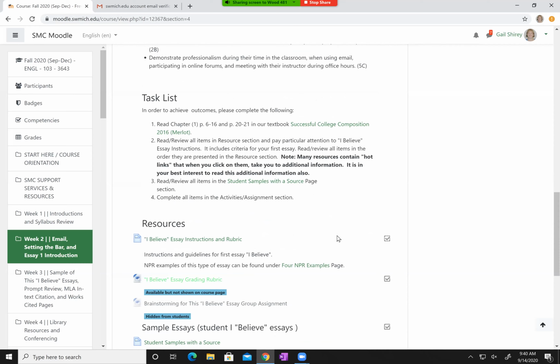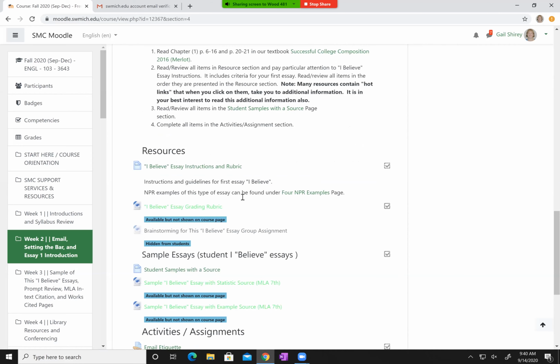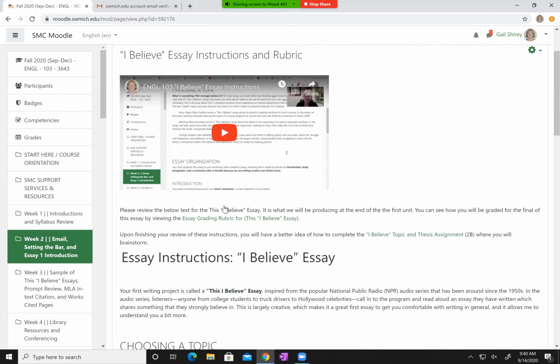But what I have found the most beneficial for students is if I give you the full instructions and the full grading rubric, so you know what you're going for in the end with this. Just remember, a lot of our resources have other hot links embedded in them. So don't forget, I also provide student samples, and I want you to complete the activities and assignments. So in the resources, the I Believe essay instructions and rubric, this is very important. I want you to go over this. And I actually provide a video walking through the instructions.